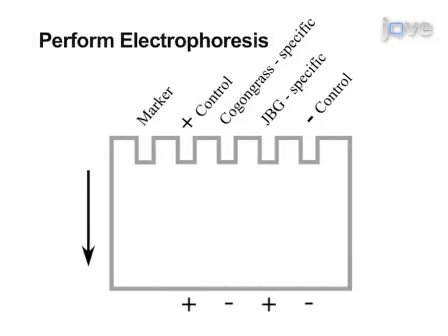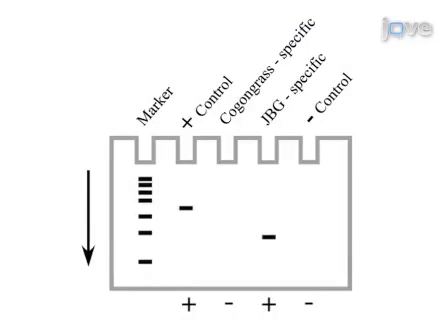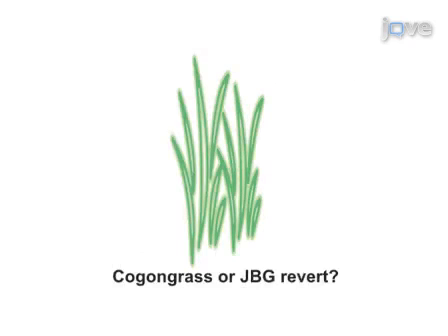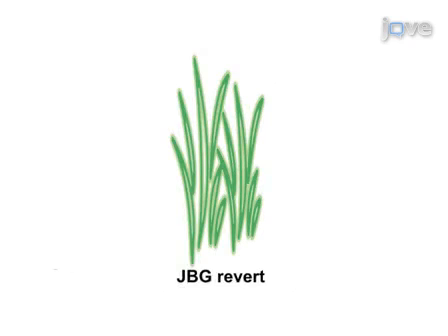The final step is to perform gel electrophoresis on each of the 4 PCR reactions to visualize the amplified PCR products. Ultimately, the variety of cogongrass collected is determined through analysis of the resulting variety-specific PCR product bands on the gel.